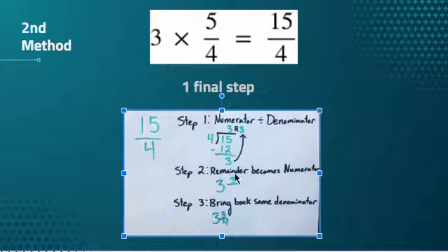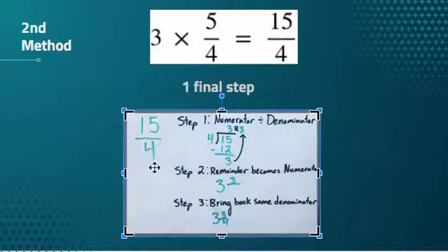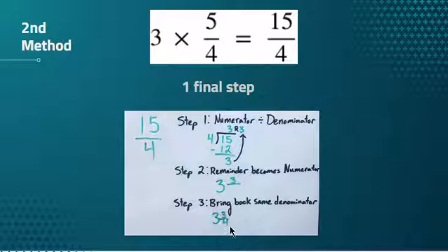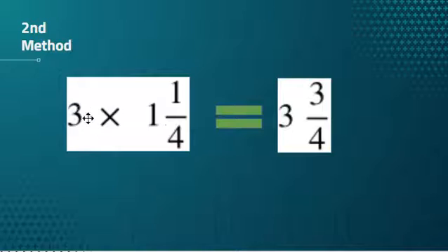My second step is that I take that remainder and it becomes my new numerator in my mixed number. And then step 3 is that I bring back my same denominator. Notice that it's over 4. We're still dealing with fourths. So altogether, when I take 3 times 1 1/4 using my second method, I still end up with the same answer of 3 3/4. So like I said, both methods work just fine.